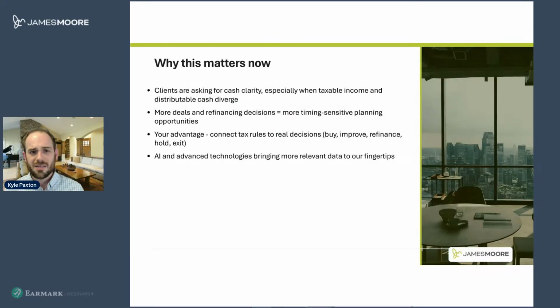I want to take a minute and just talk about why this matters. We're seeing more and more clients are asking for cash clarity, right? Real estate's often in cycles. We came off of COVID. We have financing constraints currently. There's a lot ever evolving in the real estate space. We're constantly looking at cash clarity. And a big factor of that is the taxable implications of transactions and how deals are structured.